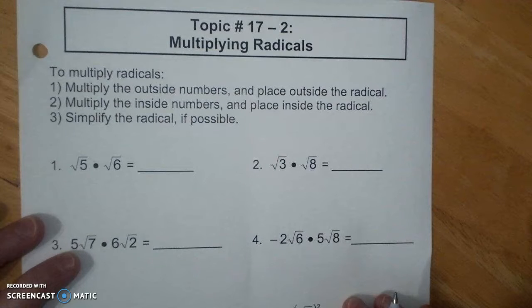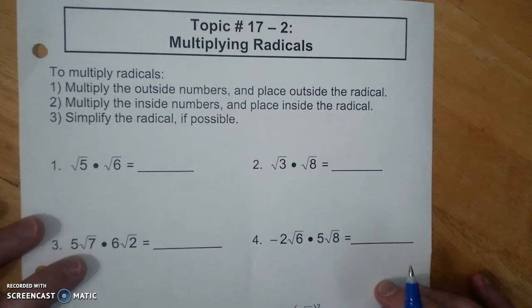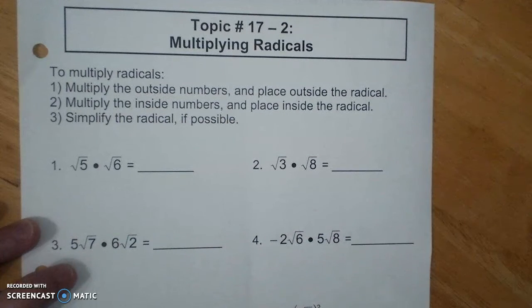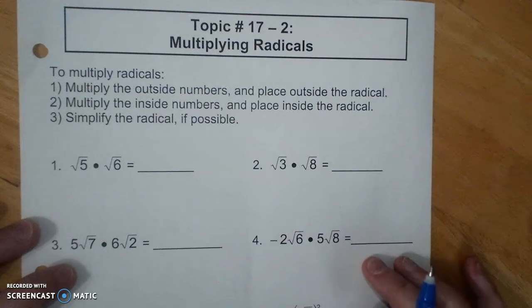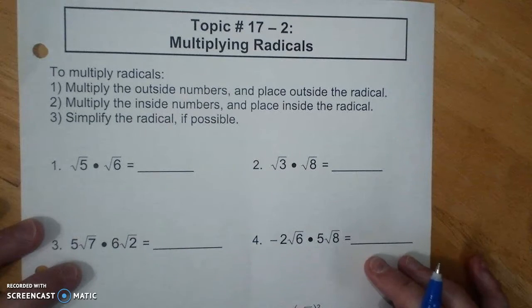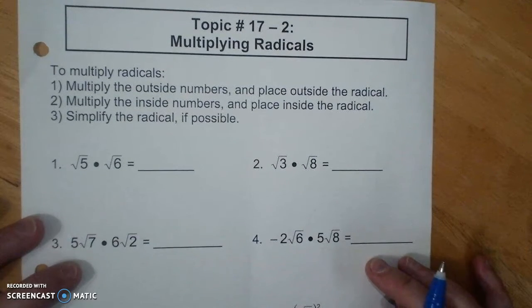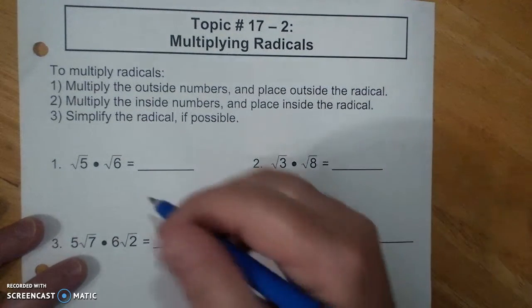Multiplying radicals. To multiply radicals, multiply the outside numbers and place them outside the radical, multiply the inside numbers and place them inside the radical, and simplify the radical if possible. I was actually not taught that way. I was always taught to use prime factorization and deal with it that way. If you prime factorize, you can take things out as you go and you don't have to deal with large numbers.